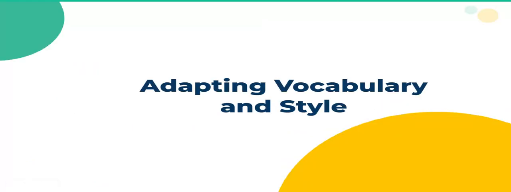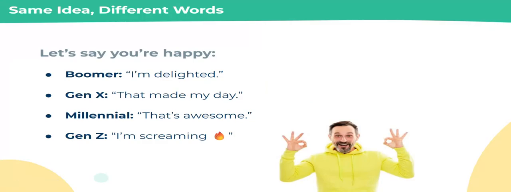So, adapting vocabulary and style is an important skill when talking across generations. So, same idea, different words. Okay, so let's say you're happy. What can you say? To a boomer, you might say, I'm delighted. To a Generation X, that made my day. To a millennial, that's awesome. And to a Generation Z, I'm screaming. Okay, so same idea, different words.